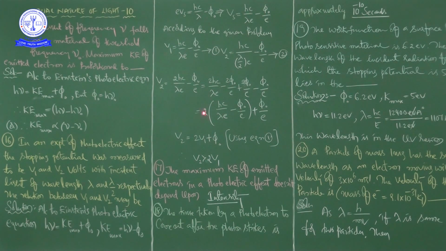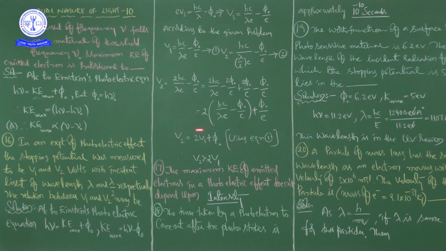Right. Now I am taking 2 as outside, so not for the whole equation, only from here to there. See here, 2 into hc by lambda E minus phi naught by E plus 2 phi naught by E, it is minus phi naught by E. So I will write phi naught by E, that's it. Which is 2 into hc by lambda E minus phi naught by E plus phi naught by E, right, as it is. Okay, this bracket also important, right?